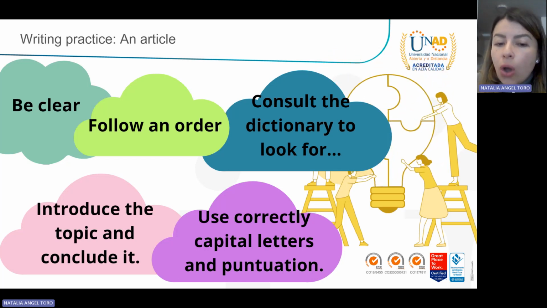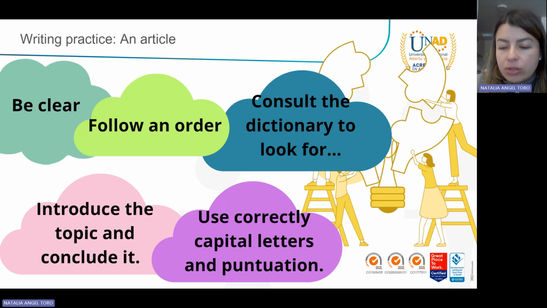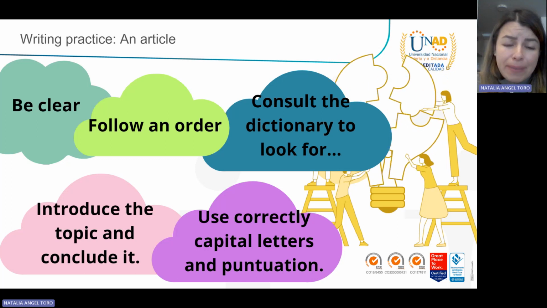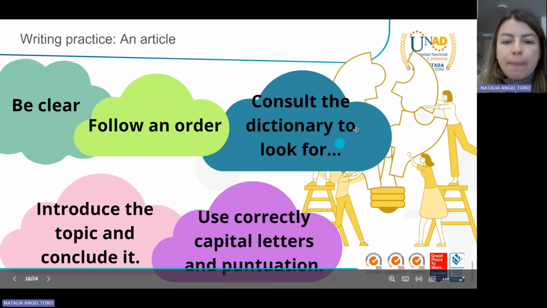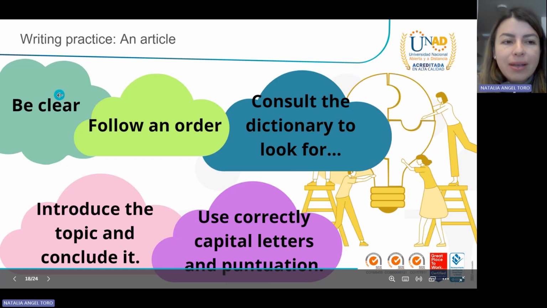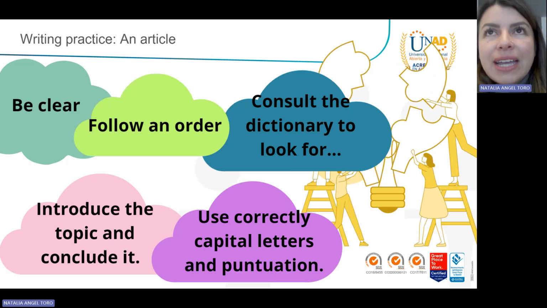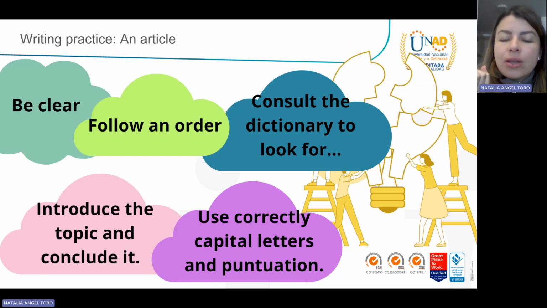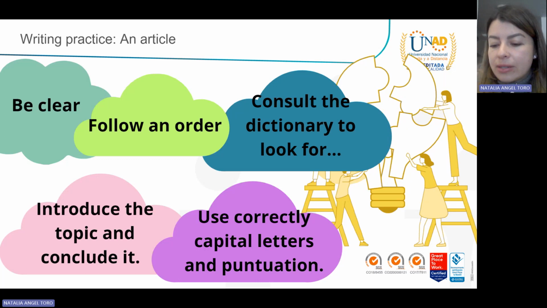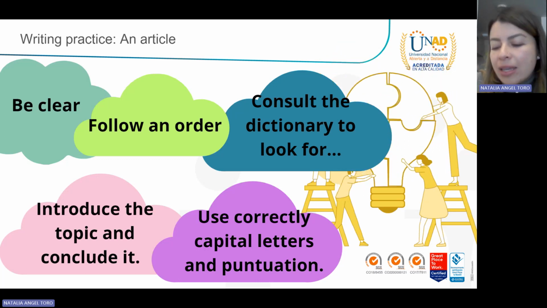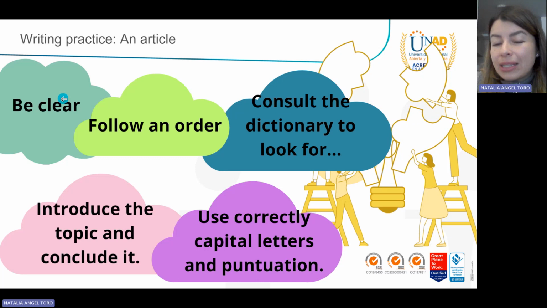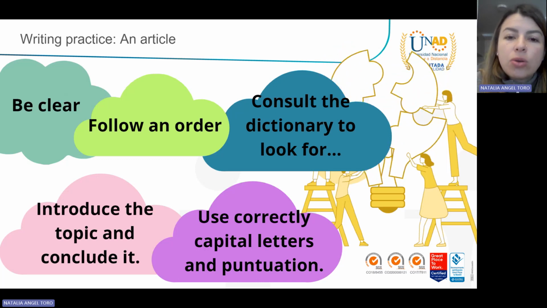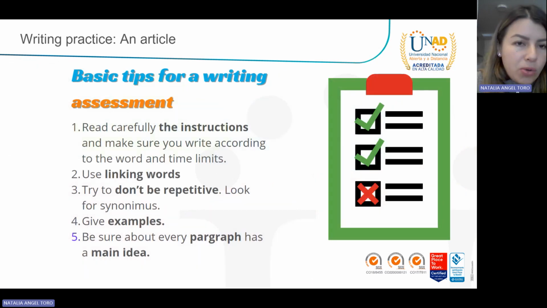And also use capital letters and punctuation correctly. It's kind of a basic tip, this last one, but it's incredible how many times you see students use capital letters in an incorrect way. So I think it's more that they are not paying attention to the way they write, not because they don't know the rules, but it's so common.